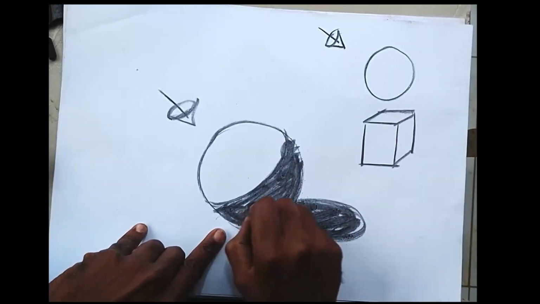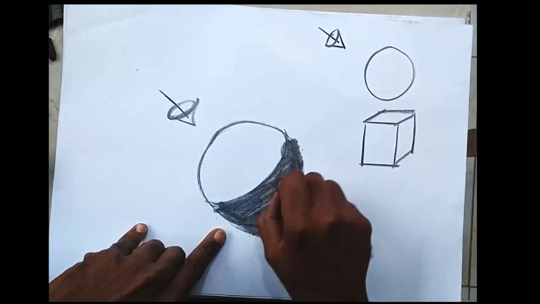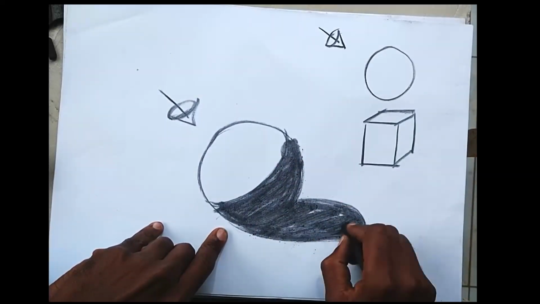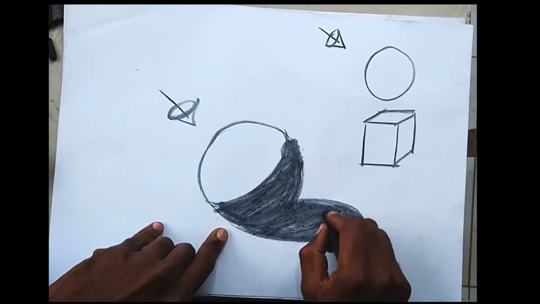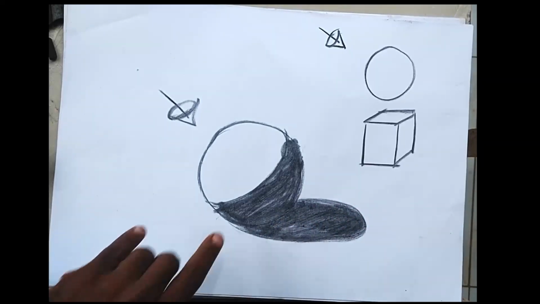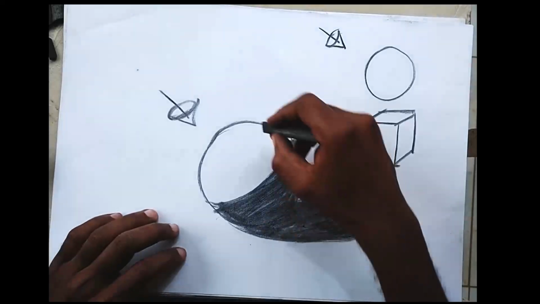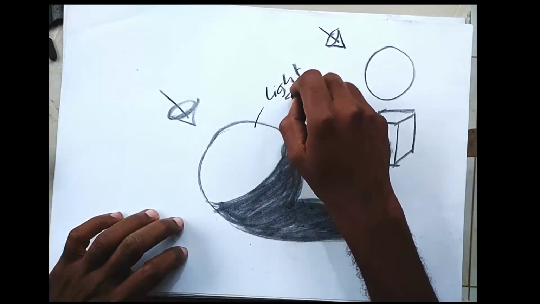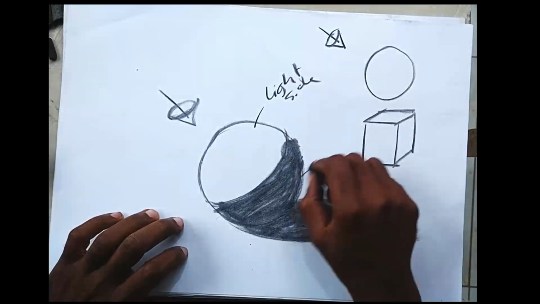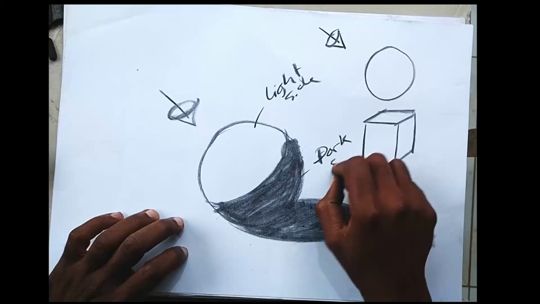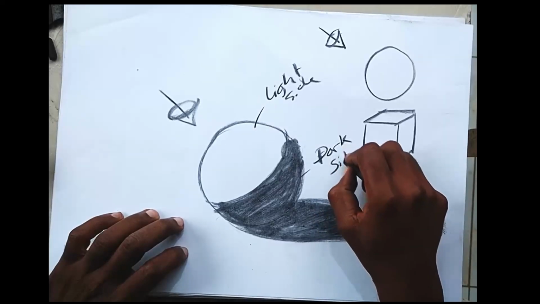So the first thing you need to understand when you're shading is that you have to divide the subject you're drawing in two groups, like the light shape and the shadow shape. So this is the light side, and this is the shadow, the dark side. All right.